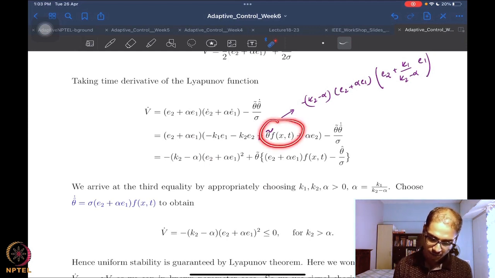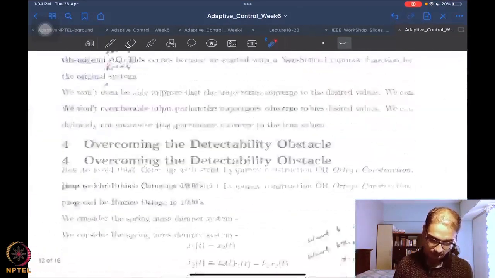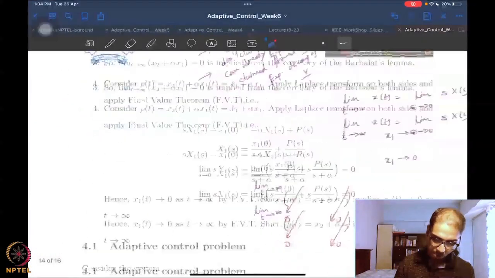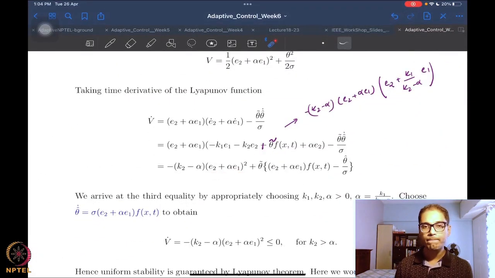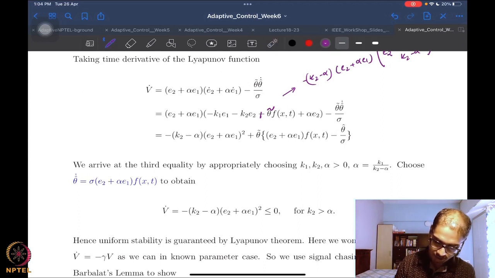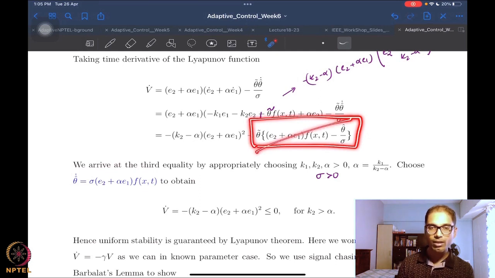And the theta tilde terms, we club the two together. I take the theta tilde common, and I get e2 plus alpha e1 times F, and here I get theta hat dot over sigma. So now notice that we have to choose a different update law. Earlier, with the previous Lyapunov candidate, the theta hat dot only contained e2, but now it has e2 and alpha e1 both. Of course, there we used gamma for the adaptation gain; here we use sigma, which is also some positive adaptation gain. Once we choose that, this term essentially vanishes and we are left with this.